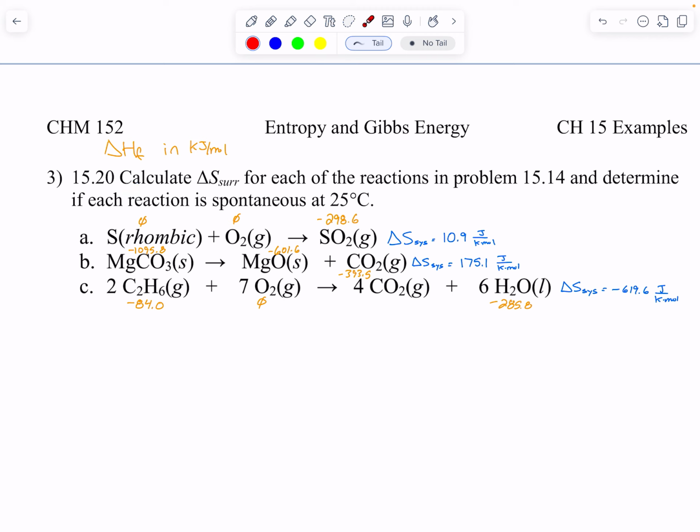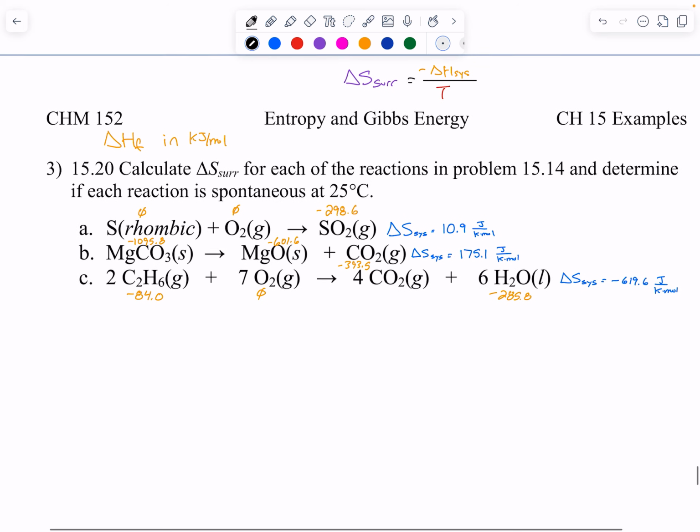So for our equation, delta S of the surroundings will equal negative delta H of the system all over the temperature in Kelvin. Let's start with this. I've already looked up, in the same spot where you look up delta S, the delta H values for these substances.